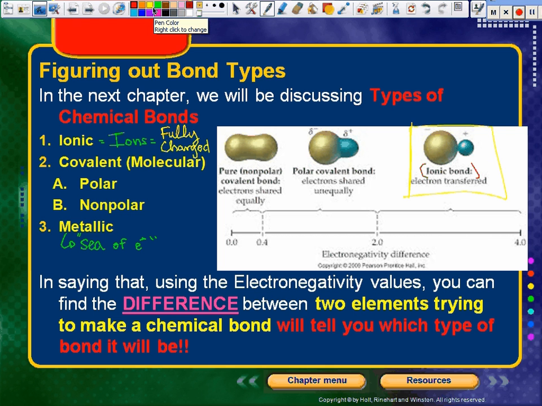And beside nonpolar, what would you write? Equal. Very good. Now, we're going to have to add this word somewhere because it's not going to fit into here. But I want you to write the word covalent. And we're going to add something behind it.